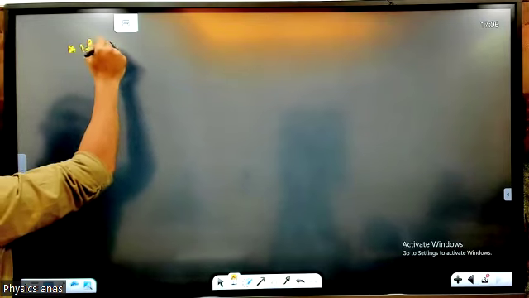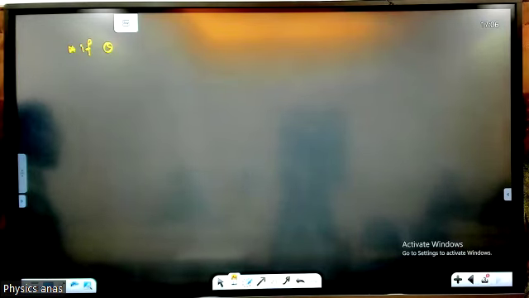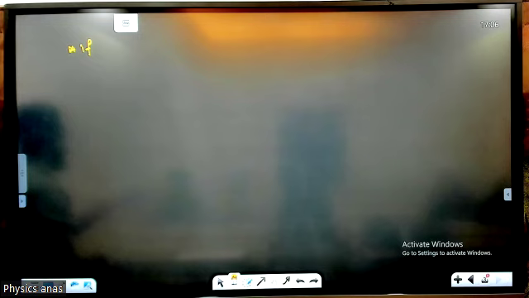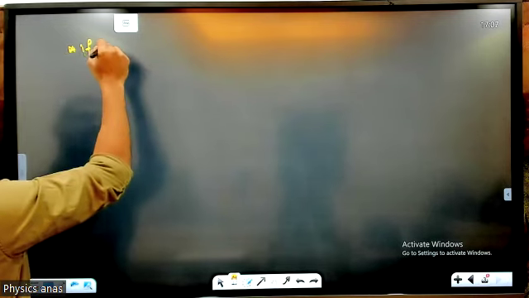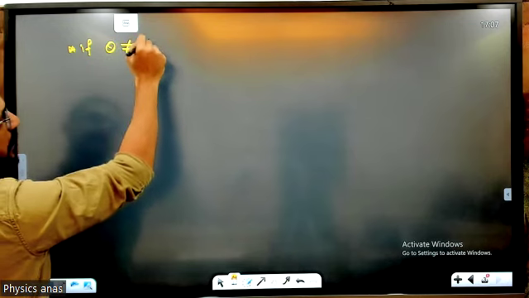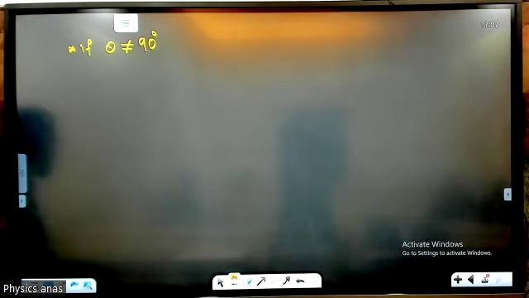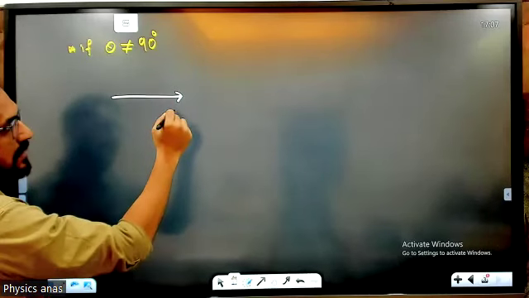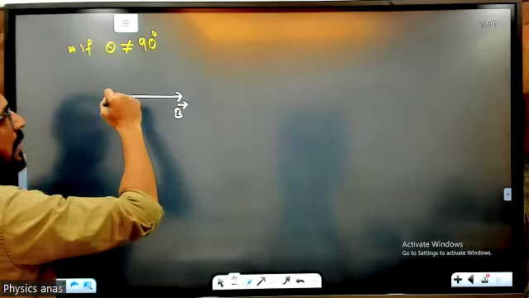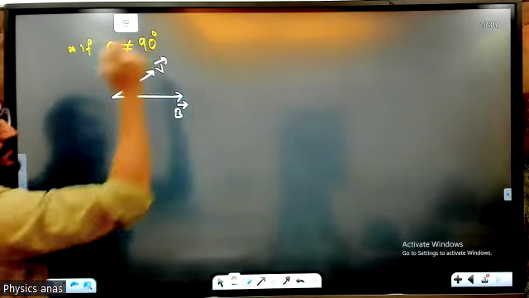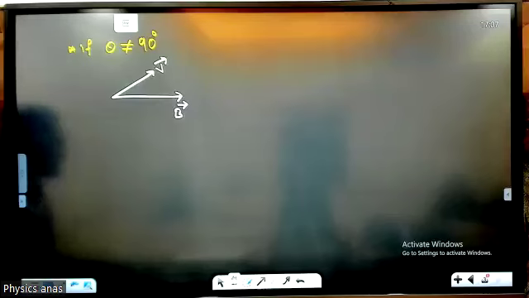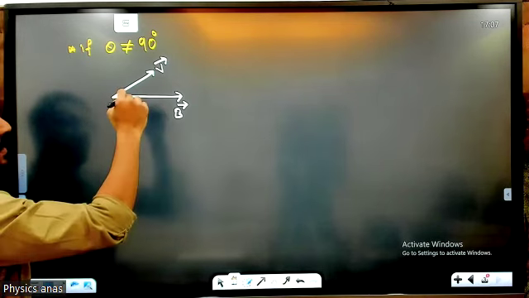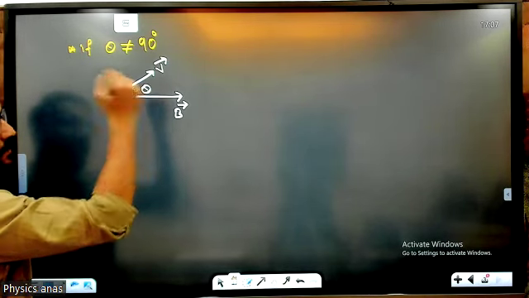If theta is not 90 degrees, if there is some angle between V and B, then the magnetic field and the velocity vector will be acting at an angle theta. This is the magnetic field and this is the velocity of the charge. They are acting at an angle theta. Theta is the angle between them.